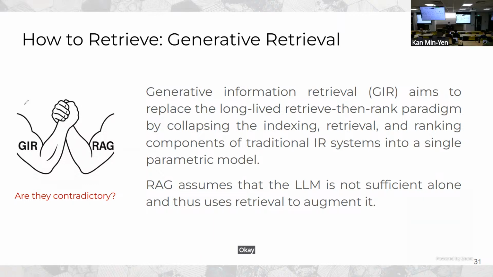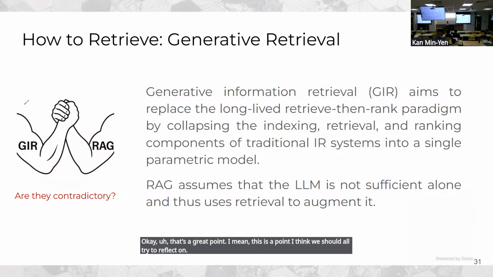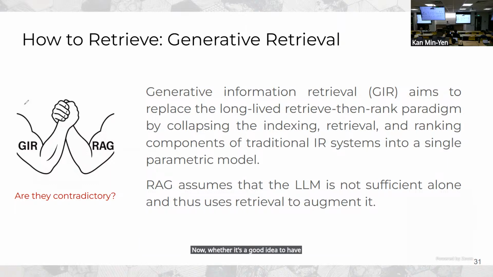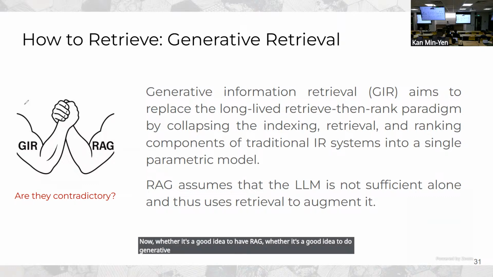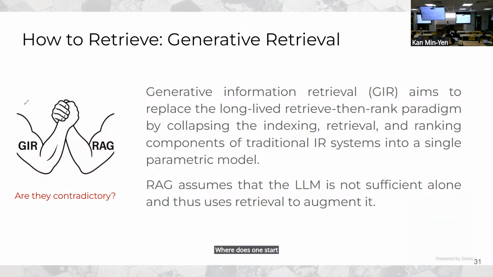Okay, that's a great point. This is a point I think we should all try to reflect on. Whether it's a good idea to have RAG and whether it's a good idea to do generative information retrieval, where does one start and where does the other end, right? You can do it all using an LLM only, or you can do everything using the information retrieval paradigm, which is like Google's old paradigm. It's just fetch documents and show them, how to use it is up to you, right? So now we have hybrids. These are both hybrids, where generative information retrieval is trying to memorize everything into a language model, right?